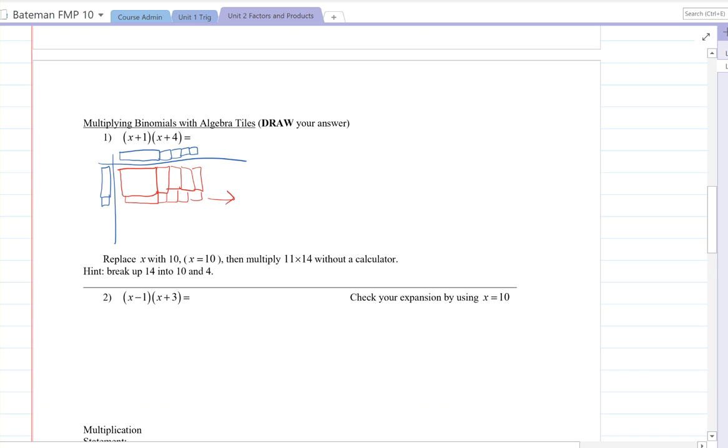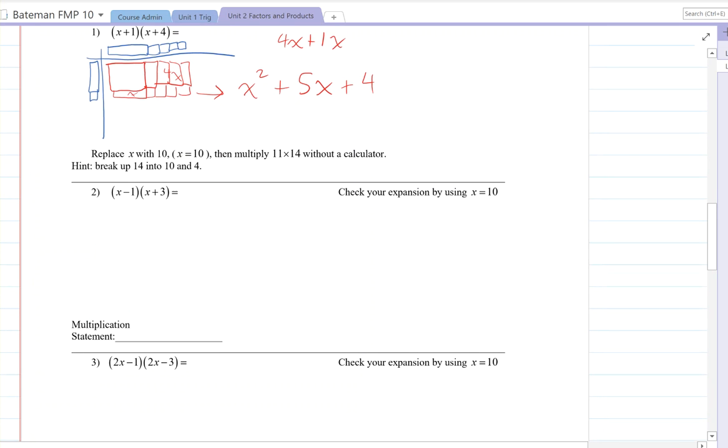This is the rectangle that's formed. There's 1 x squared. There's x's in 2 locations. So we have 4x here and 1x there, which gives us a total of 5x. And then we have plus 4 with the 4 one tiles. Now remember that 5x was from the 4x plus the 1x. We combined them together. Okay, let's try that again. We're not going to do our expansion. We won't do that this year.